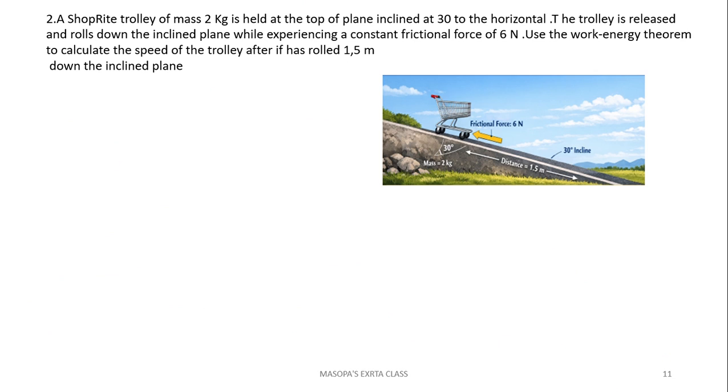Now there we have a ShopRite trolley that has a mass of 2 kg that is held at the top of a plane. Then the trolley is released and rolls down the inclined plane while experiencing a constant frictional force of 6 Newton. We're going to use the work energy theorem to calculate the speed of the trolley after it has rolled 1.5 meters down the incline. So remember, if something is released, it means that our initial velocity was 0 meters per second.